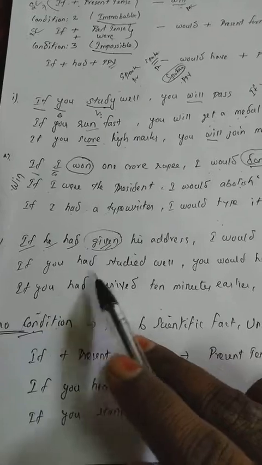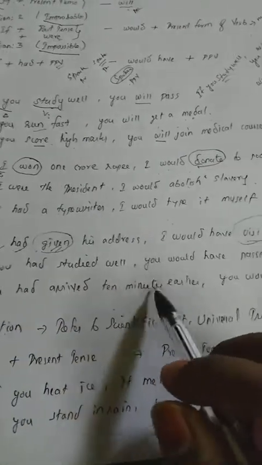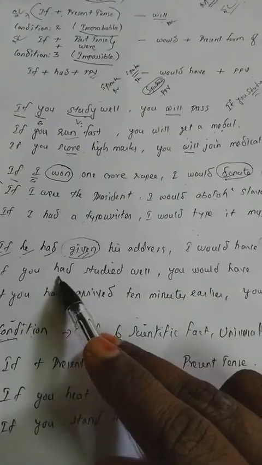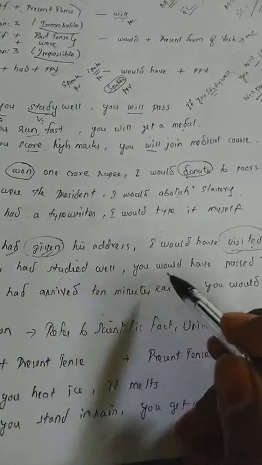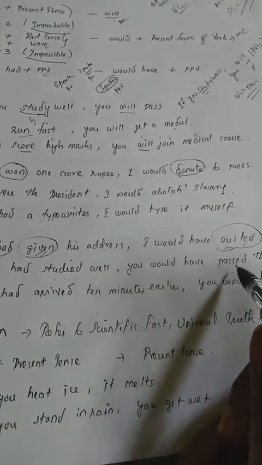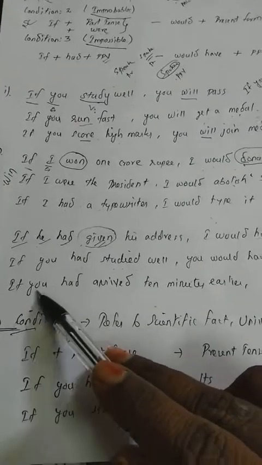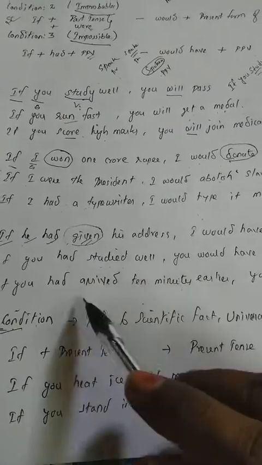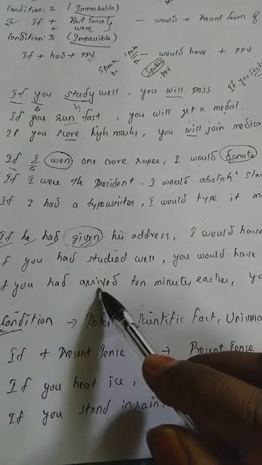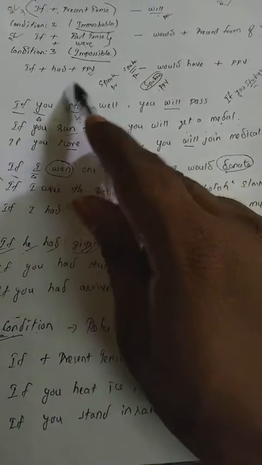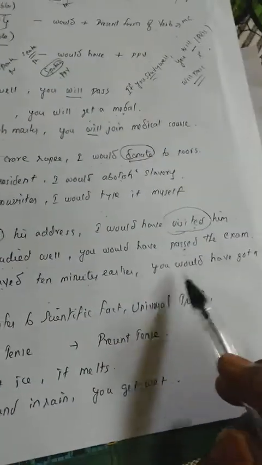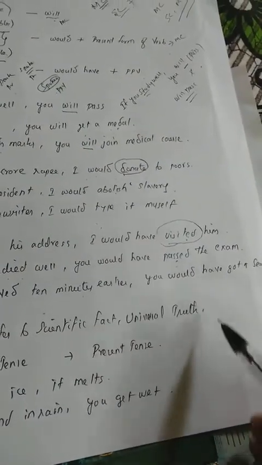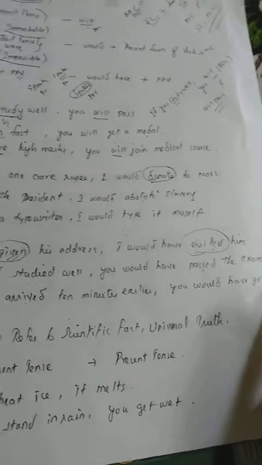Second sentence, if you had studied well, you would have passed. If you had studied, had plus PPV, then would have plus PPV, would have passed. And third one, if you had arrived 10 minutes earlier, you had arrived, had plus PPV. See, listen here, had plus PPV, then would have plus PPV, right? Would have plus PPV means what? Would have got, got a seat, right, children?